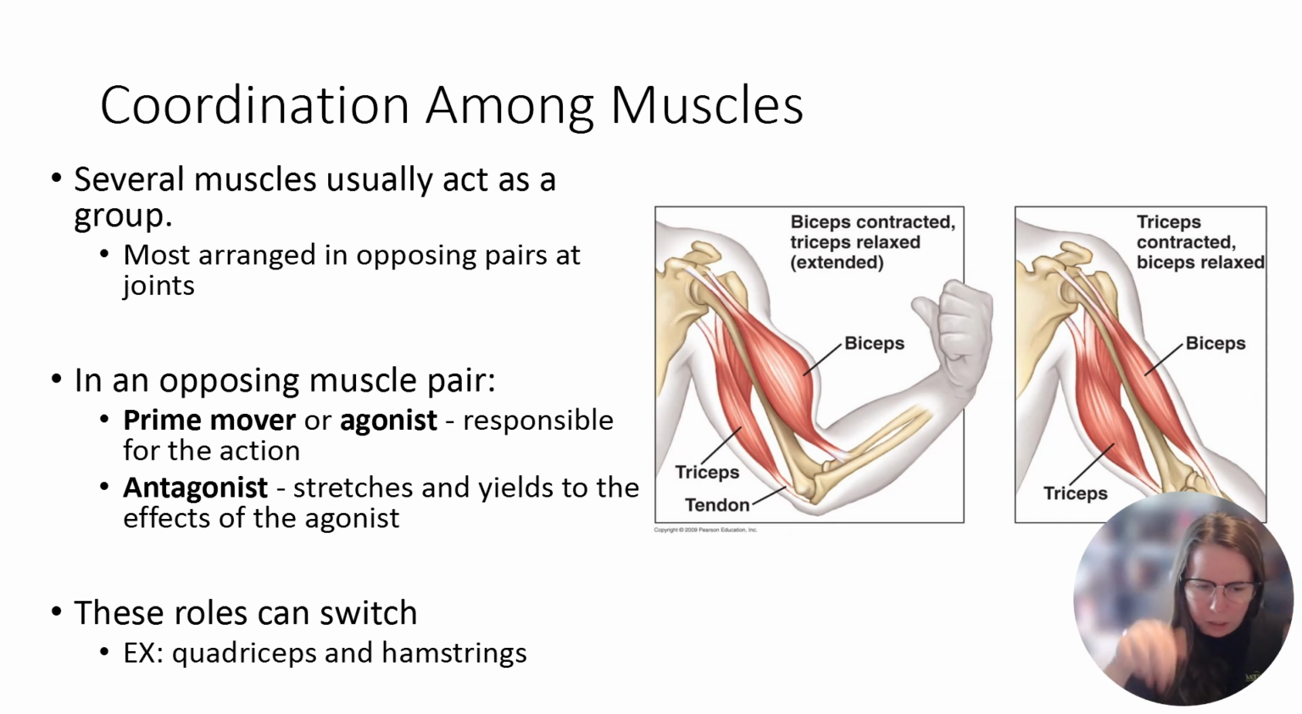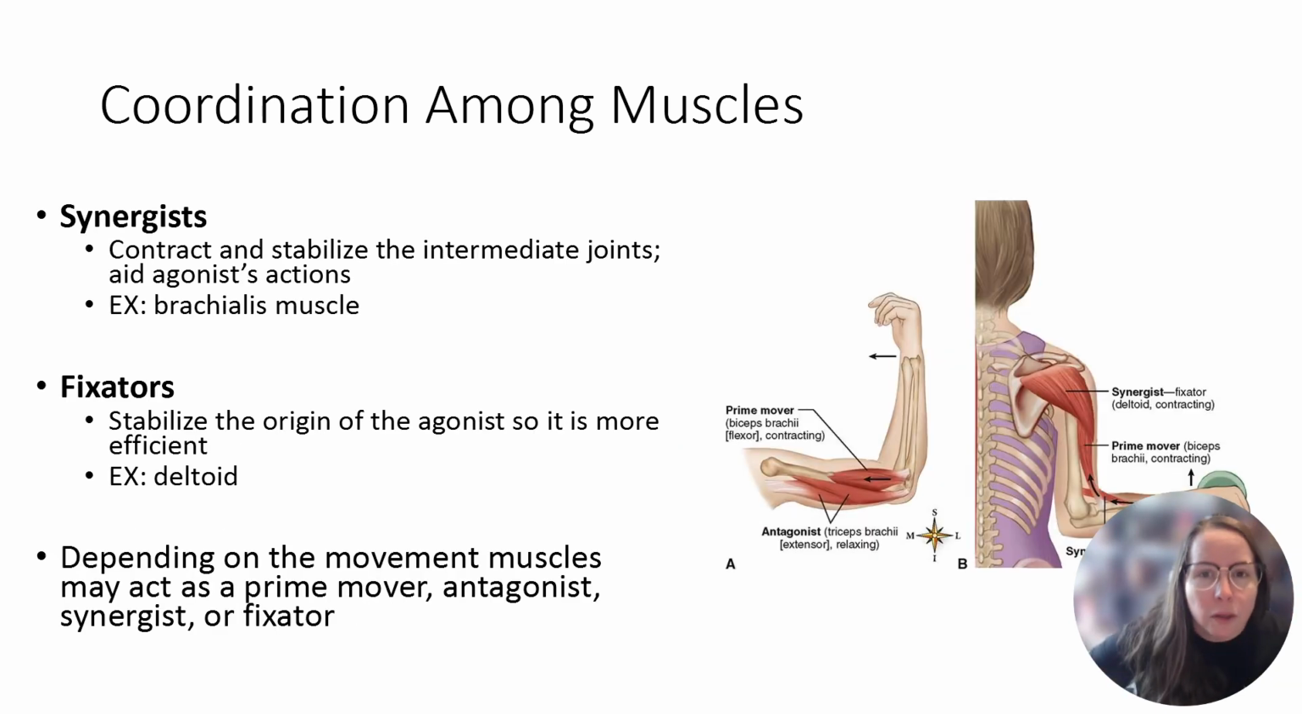Now, the other pairs of muscles that we want to look at are synergists and fixators. Sometimes you'll see them all grouped together as just synergists, but this one has a fixator action. I like to separate them. So a synergist, the dictionary definition is it's going to stabilize intermediate joints, but really what it's doing is helping the agonist perform its action. So it's like an assistant manager. It's helping do the work of the manager.